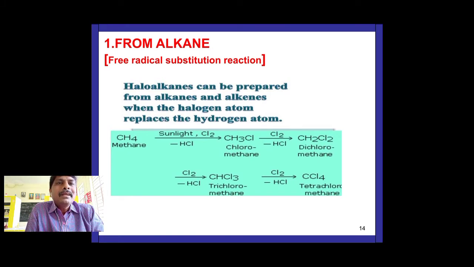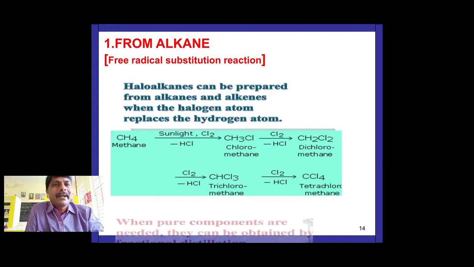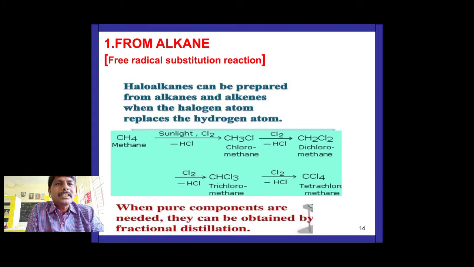So it is the substitution reaction, a free radical substitution reaction. It has a mechanism. Already you know that mechanism. That mechanism has 3 steps: chain initiation, chain propagation, chain termination. But this method has one disadvantage. You will get a mixture of 4 substitution products. From this mixture, if you want to separate anything, you have to do fractional distillation. If you want to get only pure chloroform, trichloromethane, you have to go for fractional distillation. So it is the method to prepare haloalkanes from alkane.